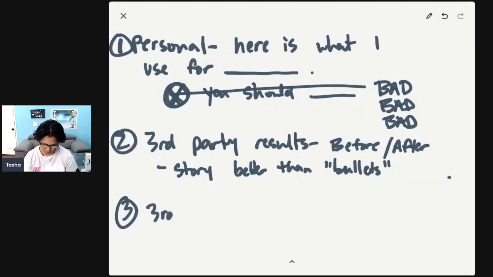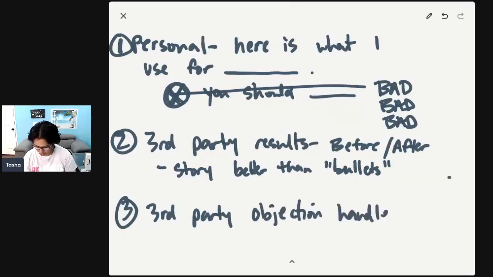So, third party objection handlers. Now, fool me once, shame on you. Fool me every day, shame on me. So we already know the reasons that people aren't going to buy. If we already know the reasons people aren't going to buy, the best place to handle an objection is before it comes up, not after it comes up.